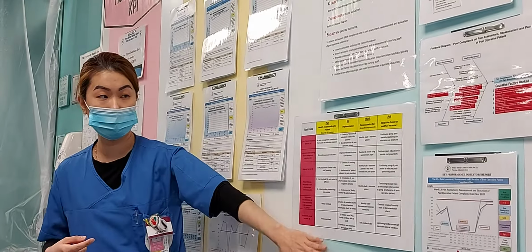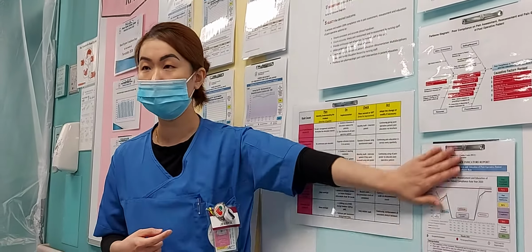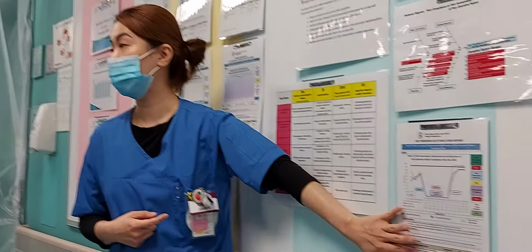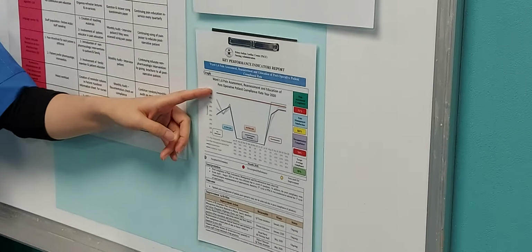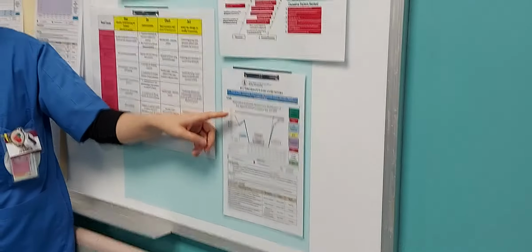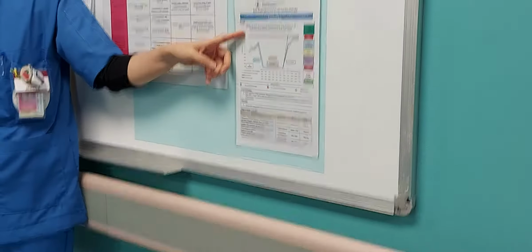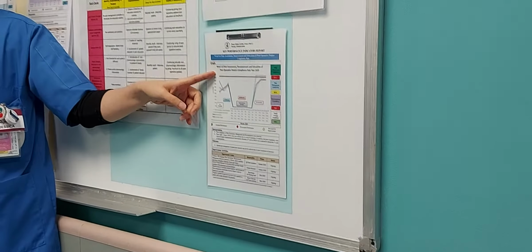Okay, after this is the main one that they want us to present. Now you can look on your WhatsApp, because this is small. The one that has the graph, you see there's a red line. The red line is the one that we want to target to achieve, which is 95%.